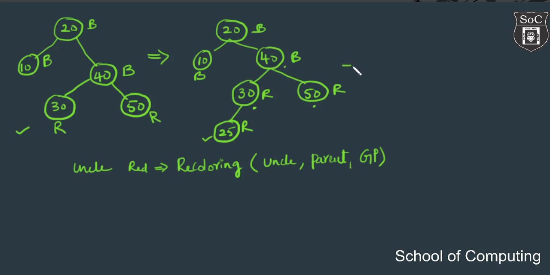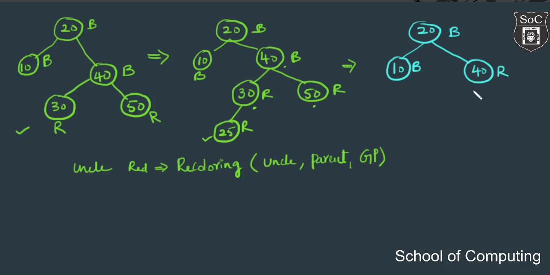So if I apply that rule, look at the latest one, 20 black, 10 black, these two are not modified. 40 is the grandparent of 25, so it has to be modified, right? 40's existing color is black, so it will become red now.